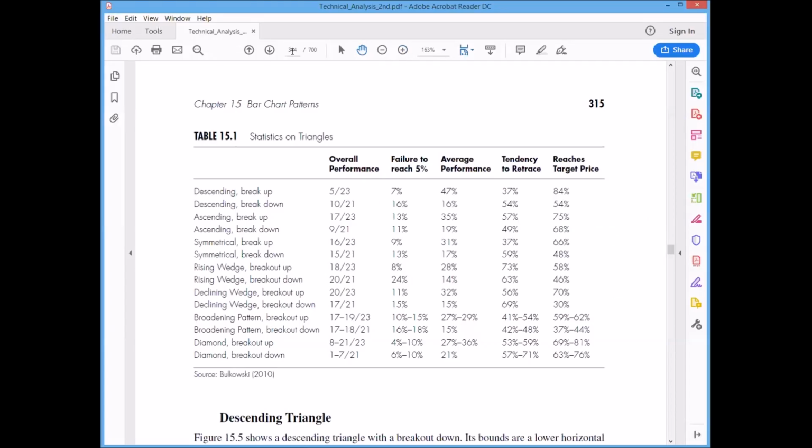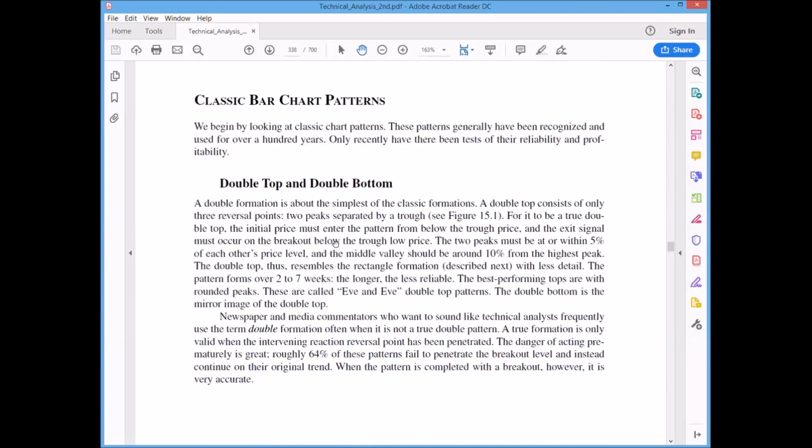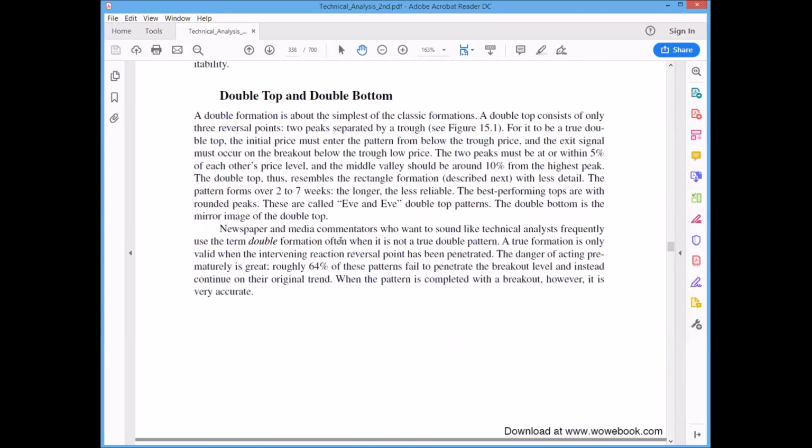Awesome. Now we are going to take a look at double tops and bottoms. A double top and a double bottom formation is about the simplest of the classic formations. A double top consists of only 3 reversal points, 2 peaks separated by a trough. For it to be a true double top, the initial price must enter the pattern from below, and the exit signal must occur on the breakout below that trough low. So we'll look at that in a second.